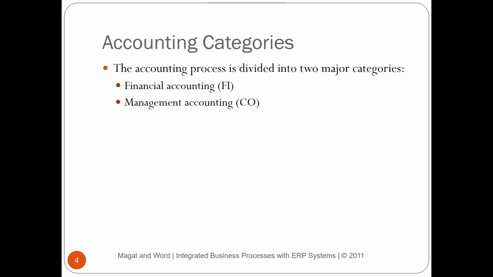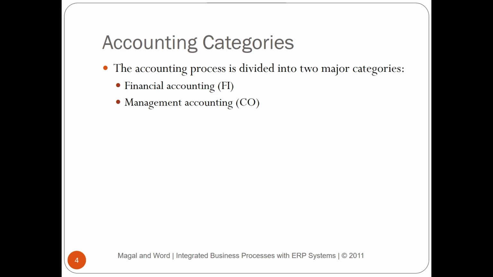Management accounting, or controlling (CO), is internally focused. It means that it provides the information the organization needs to effectively manage the various processes. And management accounting processes, like financial accounting or FI processes, use the financial data recorded during the process execution to generate reports.